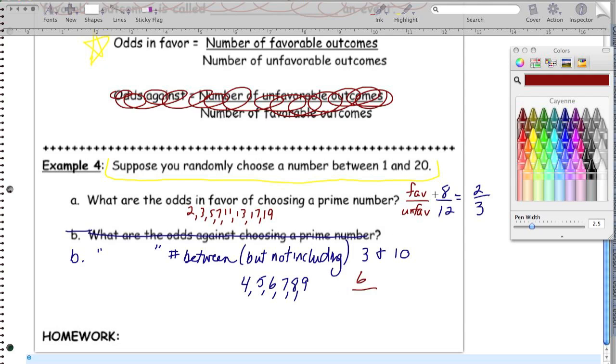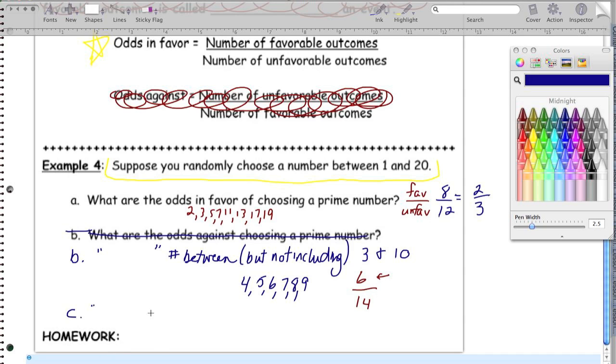Again, we're working between 1 and 20 as our situation that we're covering. So the odds in favor of choosing a number between 3 and 10, but not including those two, would be 6 to 14. And the reason is there's 6 favorable outcomes, that's 4, 5, 6, 7, 8, or 9, and there's 14 unfavorable outcomes. Those would be 1, 2, 3, 10, 11, 12, 13, 14, 15, 16, 17, 18, 19, 20. Okay? Let's try one more and then we'll be set.